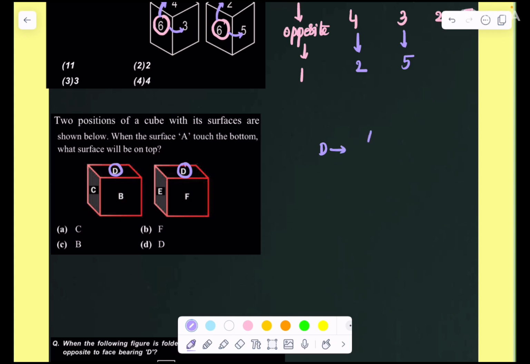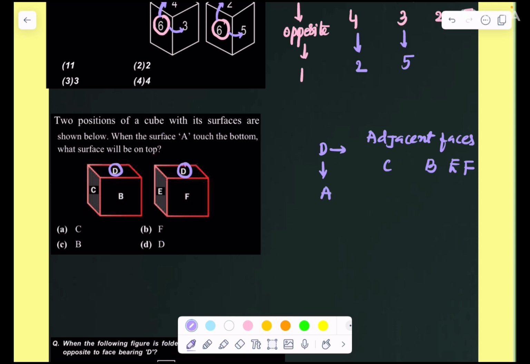But the adjacent faces to D, we can check once, right? So the adjacent faces to D here are C and B, and E and F are also adjacent faces, right? So these are adjacent faces, and here A is one more face. A is missing here, right? A is definitely not adjacent here. Four adjacent faces are there. One is the opposite face for every face, and A is the opposite face to that.